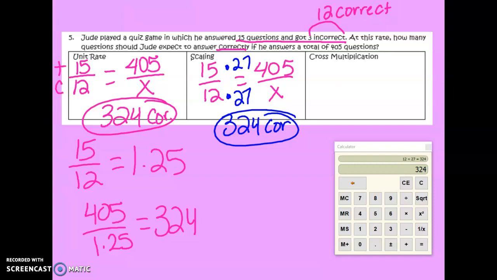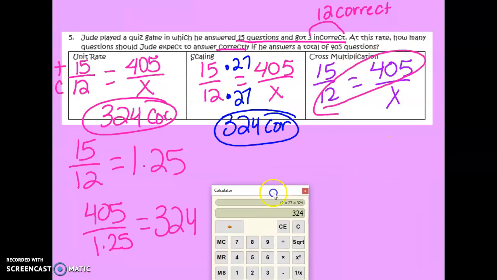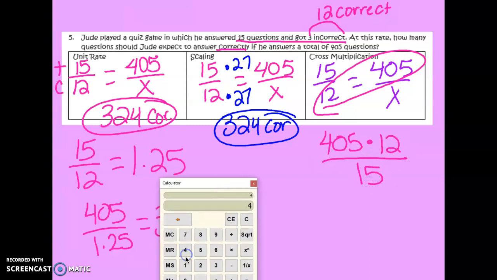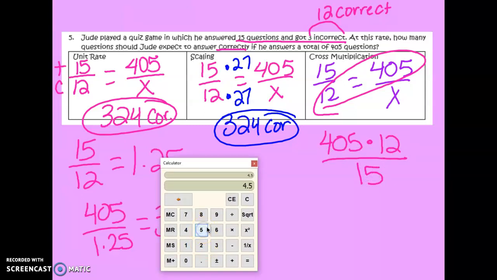Okay, and here's our last way. Same problem, 15 to 12, 405 over x. We're going to cross multiply first. So these two numbers. So 405 times 12. Take that product, divide by 15. So 405 times 12 gives me 4,860 divided by 15. We get 324 again.